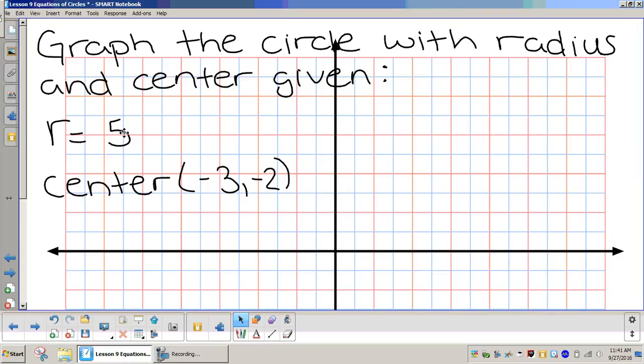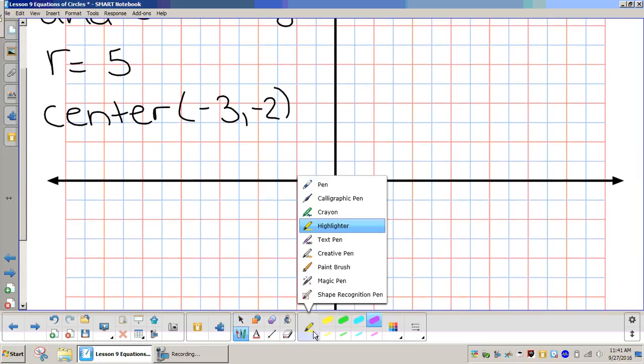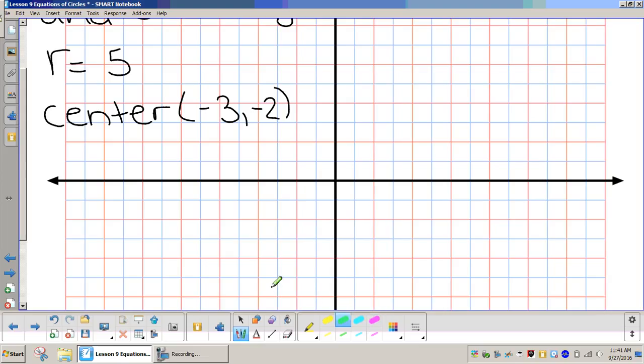So we can also graph these circles if we're given the equation or we're given the radius and the center. And we do that by first graphing the center of the circle. So the center of this circle, I'll use my highlighter, is -3, -2. So there's my center.